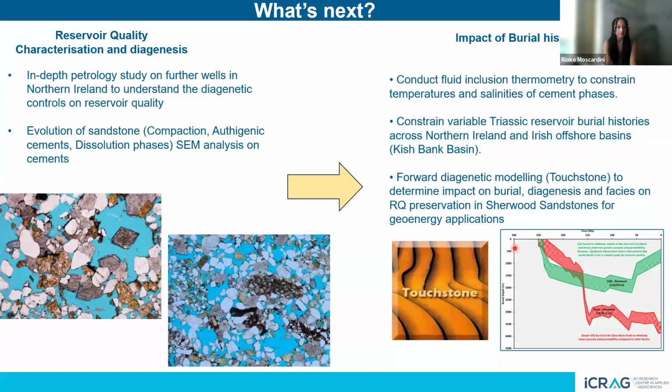So what's next? As I briefly mentioned in the previous slide, we're now going to be looking at characterization of reservoir quality and the diagenesis. So we're going to be looking a lot more into the thin sections and the petrology, trying to understand the diagenetic controls on reservoir quality and the evolution of the sandstone. So how much has been compacted, how much cementation has occurred, how much the minerals have dissolved, or how many minerals have grown.